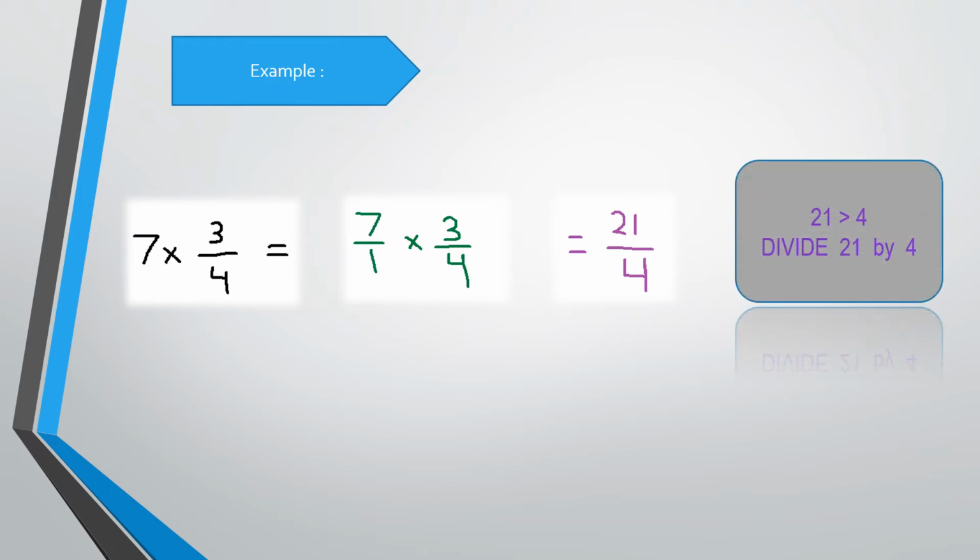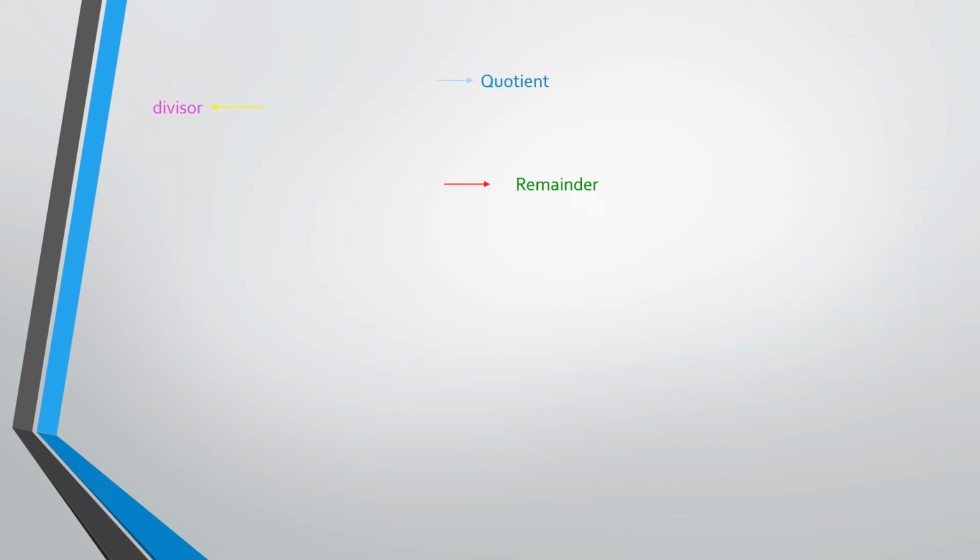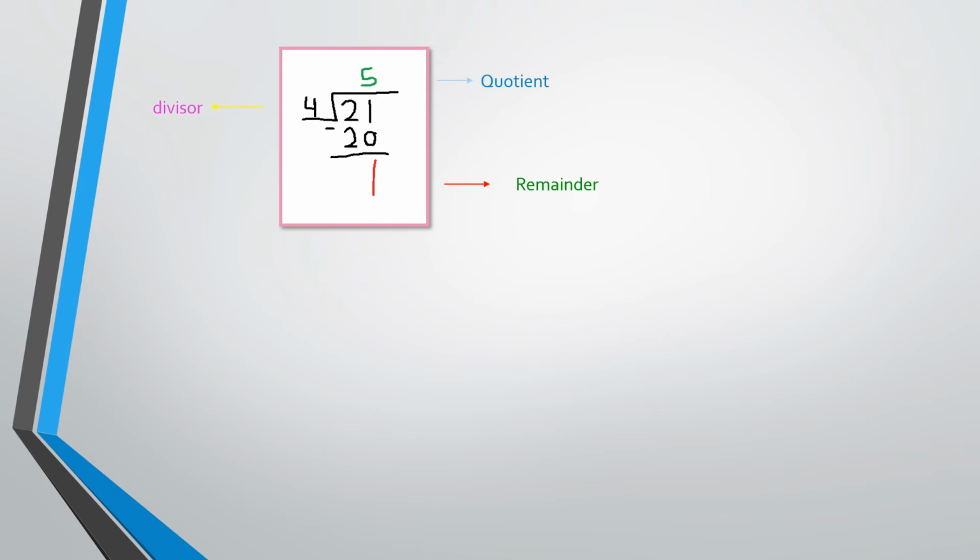We notice here that 21 is greater than 4. The numerator is greater than the denominator, so in this case we divide 21 by 4. Now by dividing 21 over 4, we get 5 as the quotient, 1 as the remainder, and 4 as the divisor.